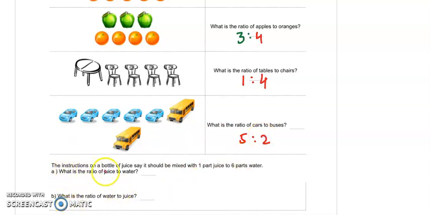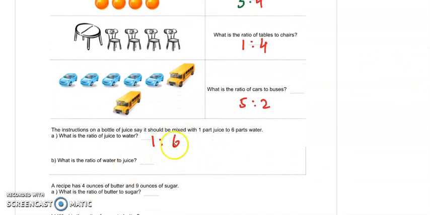And then the next is the instructions on a bottle of juice say it should be mixed with 1 part of juice to 6 parts of water. So what is the ratio of juice to water? So 1 part of juice to 6 parts of water, so the ratio is 1:6. It means that if you are taking 1 glass of juice, you can mix 6 glasses of water with that. So what is the ratio of water to juice? Now water is coming first, so it is going to be 6 and then juice later on, so 6:1. So whatever is coming first we will write first in the ratio, and whatever is later on we will write later on.